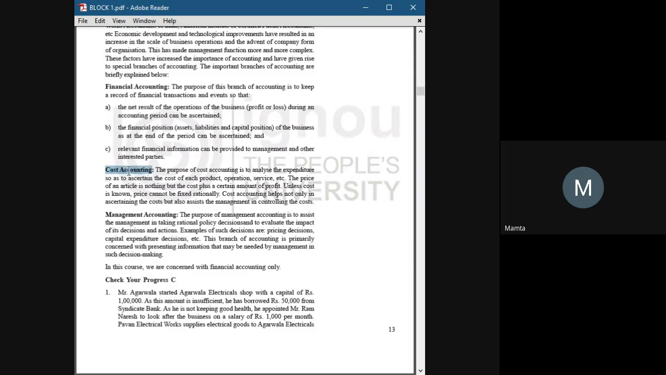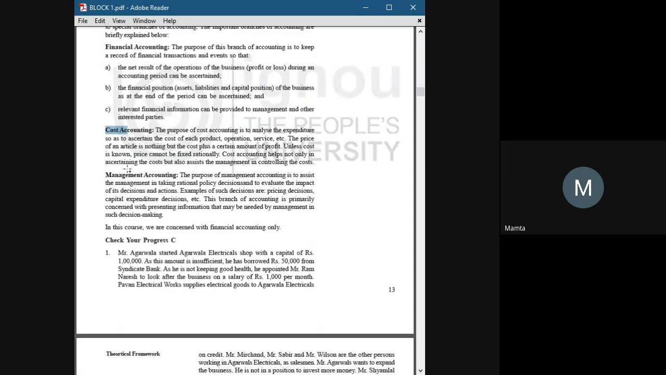Cost accounting. Cost accounting is done to ascertain the cost of each product, operation, or service which our business is providing. To ascertain the cost, to manage the cost, or to reduce the cost. Like if the cost of the goods is so high, cost accounting will tell you how we can reduce the cost, or whether it is making any effect on the cost or not. Economics is all about cost accounting. Now our financial accounting is all about the financial accounting.